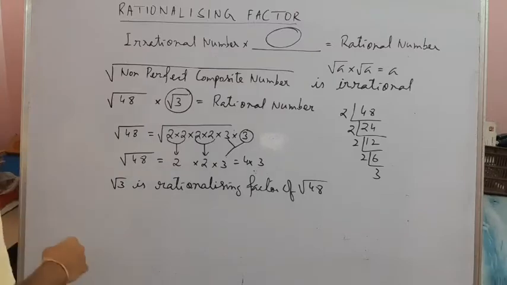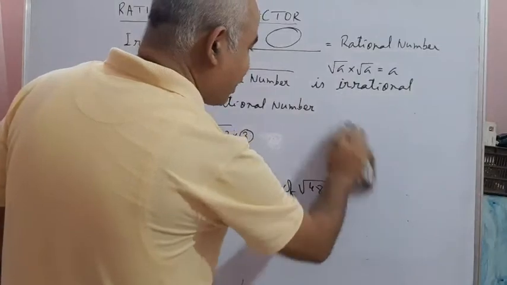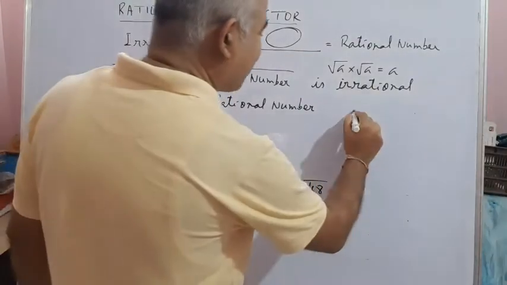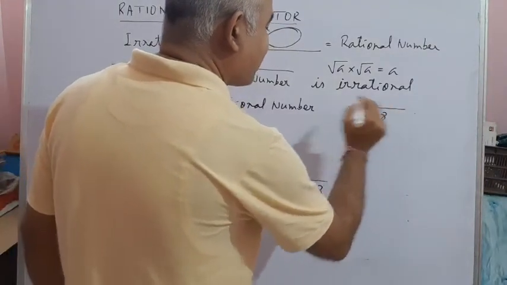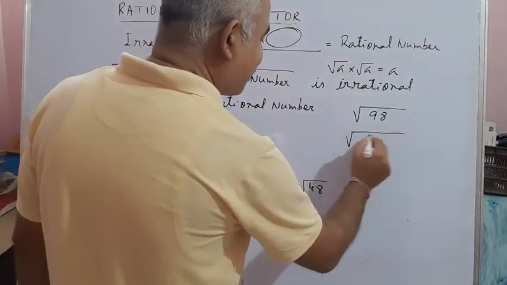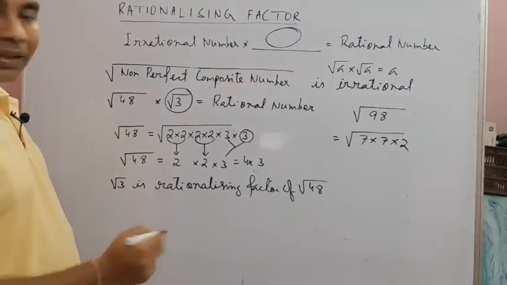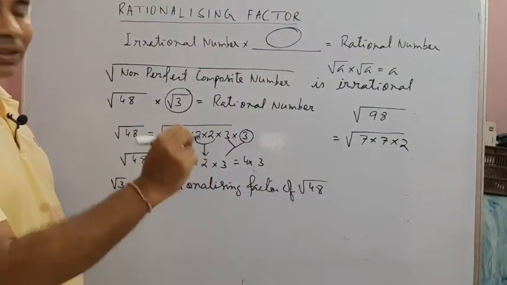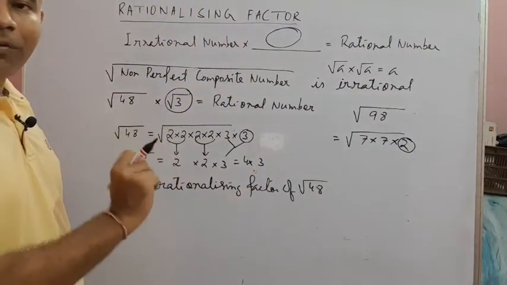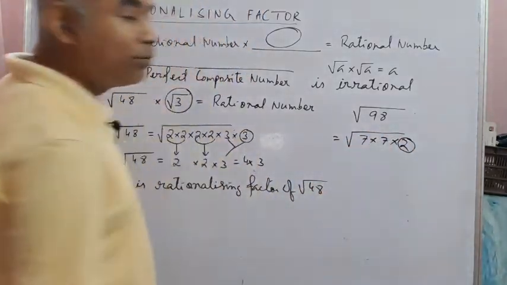Let me take another example. Say our another example is square root of 98. 98, if you do the prime factorization method, it will be 7, 7 and 2. Okay, then which number cannot form pair, that you find out. So this number cannot form pair. Okay, so that every factor forms a pair, what you have to multiply here? You have to multiply 1 more 2.